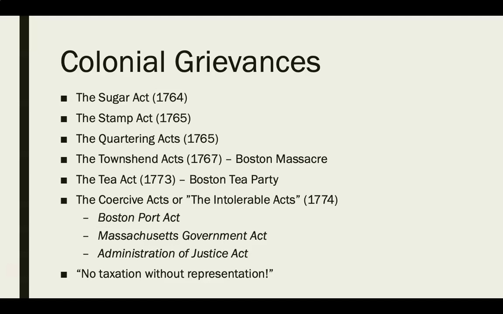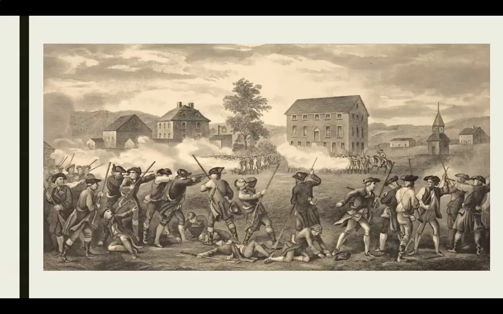So all of these problems developed with the idea of no taxation without representation, which I'm sure you've all heard before, but it's the idea of consent of the governed for what was happening to them, and they didn't have this, and so that is why there were all these grievances. So this led to what is considered the shot heard around the world and the beginning of the Revolutionary War, which is the Battle of Lexington and Concord.